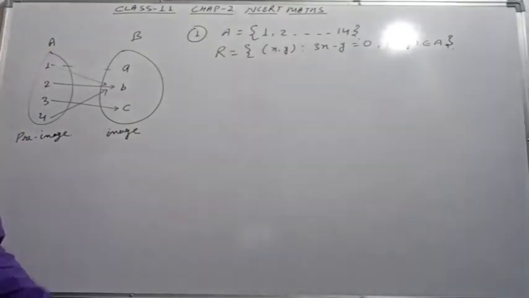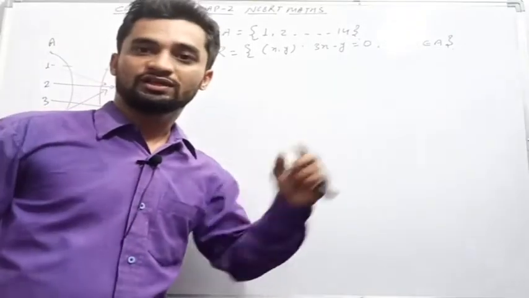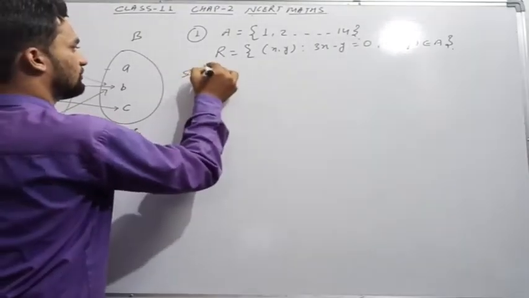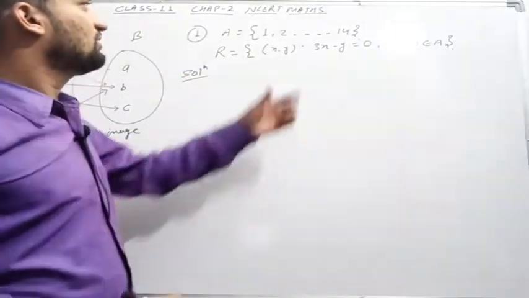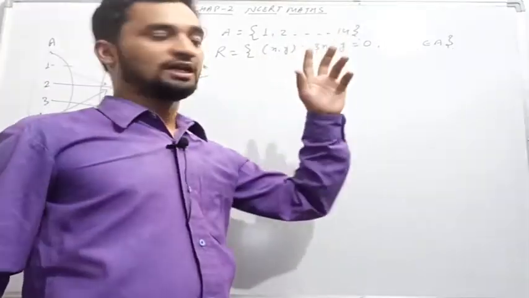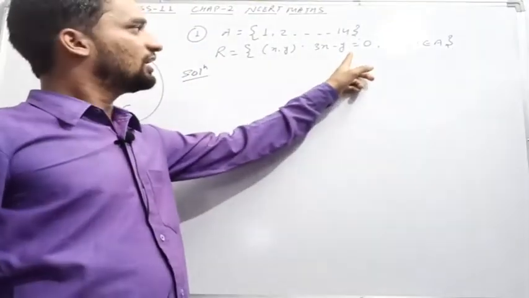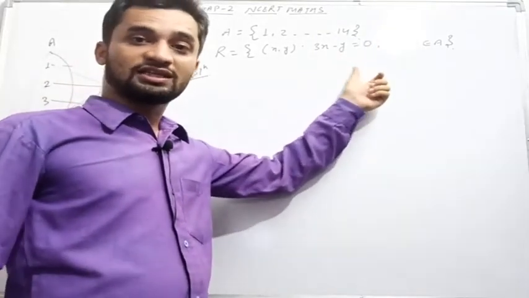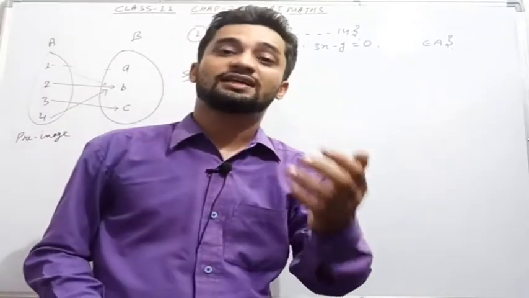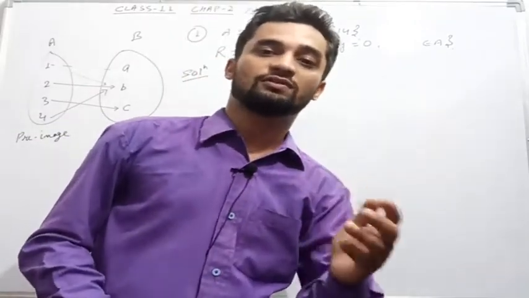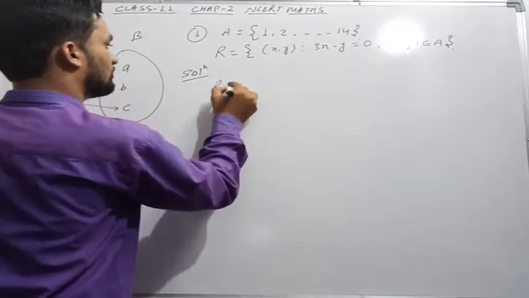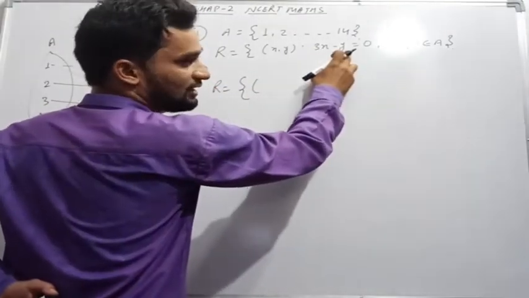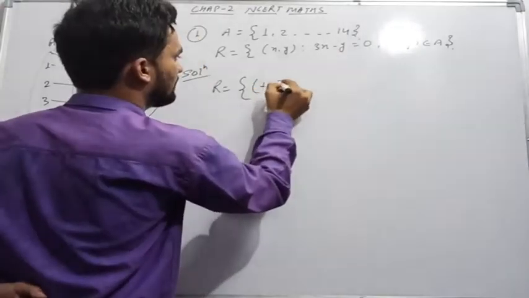Now we need to find the set R. So focus here. The solution part will be: as you know, we have set A from 1 to 14. If you shift y here, y equals 3x, and y is the second element: first x, then y, (x, y). So R in roster form will be: if I put 1 here, so y equals 3. If x is 1, y is equal to 3.